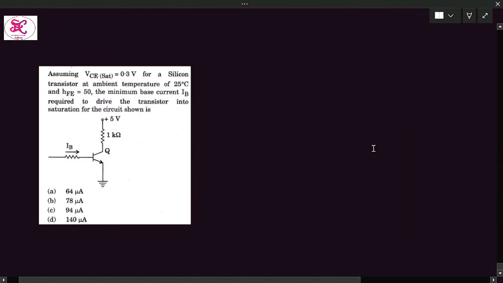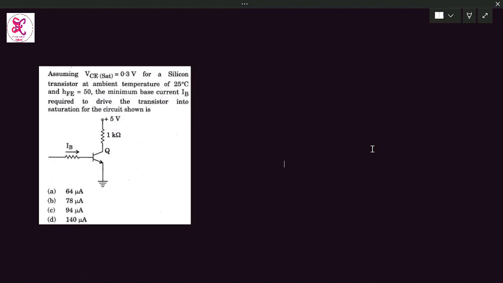The problem is, assuming VCE saturation is equal to 0.3 volt for a silicon transistor at ambient temperature of 25 degrees Celsius and HFE is equal to 50. The minimum base current IB required to drive the transistor into saturation for the circuit shown is. In the circuit, a few things are given.